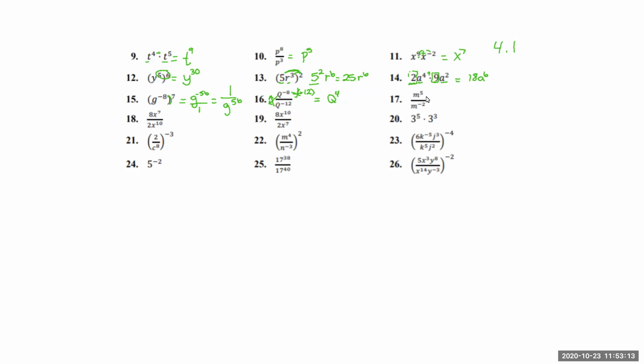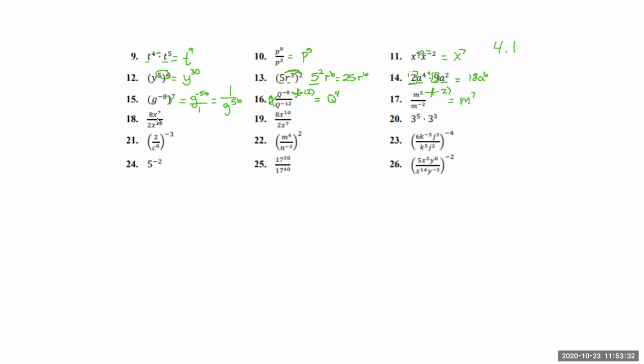Coming over to 17, I'm going to use that same method that we just used, where we do minus a -2 for this one, because of that m to the negative second in the bottom. Negative times negative is going to equal positive. So then we have m to the 7th.